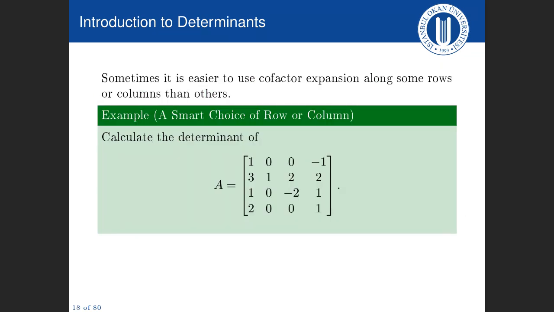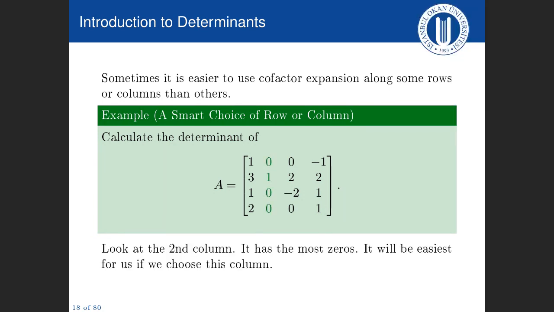Sometimes it's easier to use cofactor expansion along some rows or columns than others. For example, I want to calculate the determinant of this 4x4 matrix. So the first thing to decide is which row or which column are we going to use? And for this one, have a look at the second column. This has got the most zeros. It's going to be easiest for us if we choose this column.